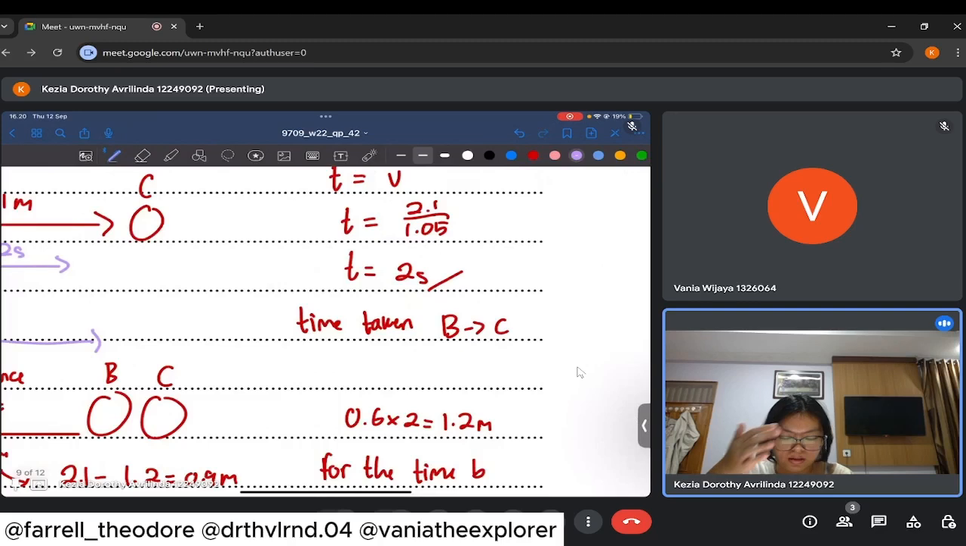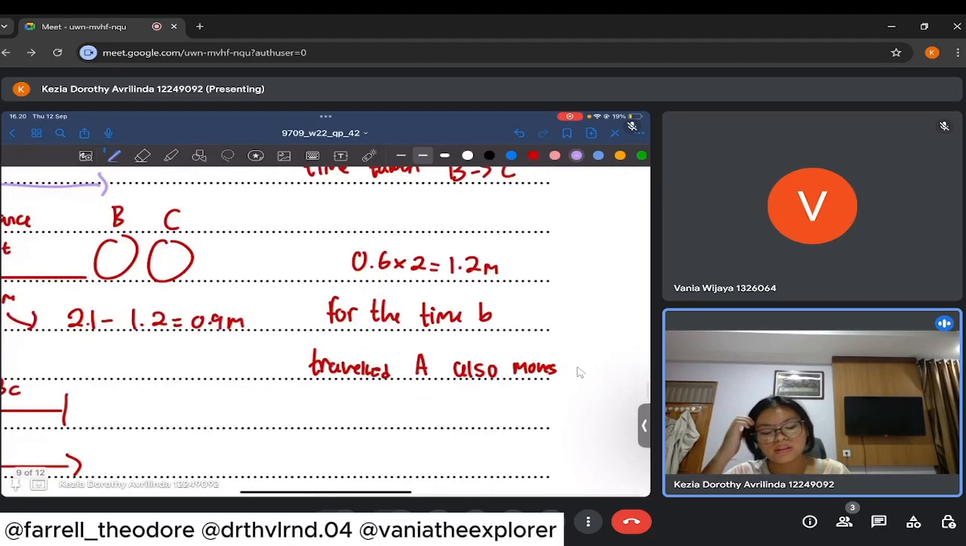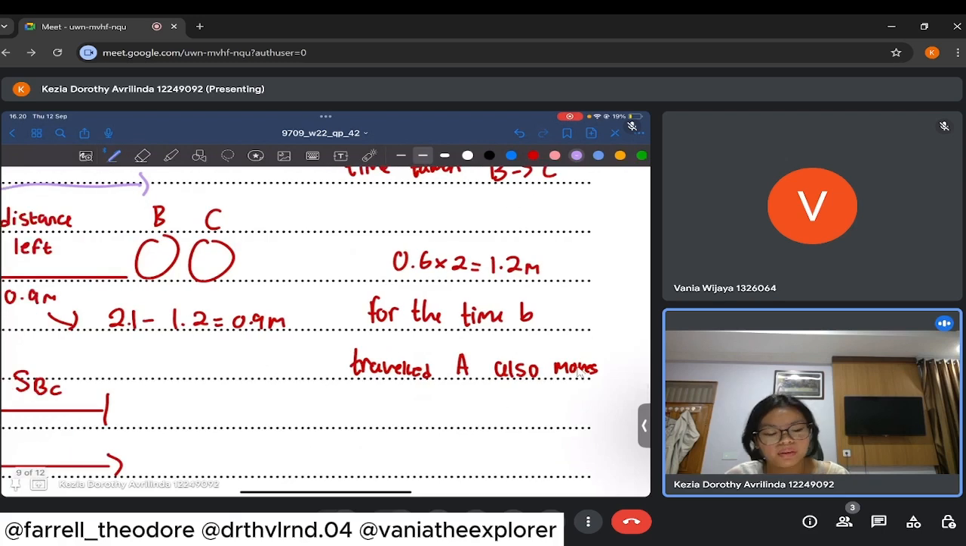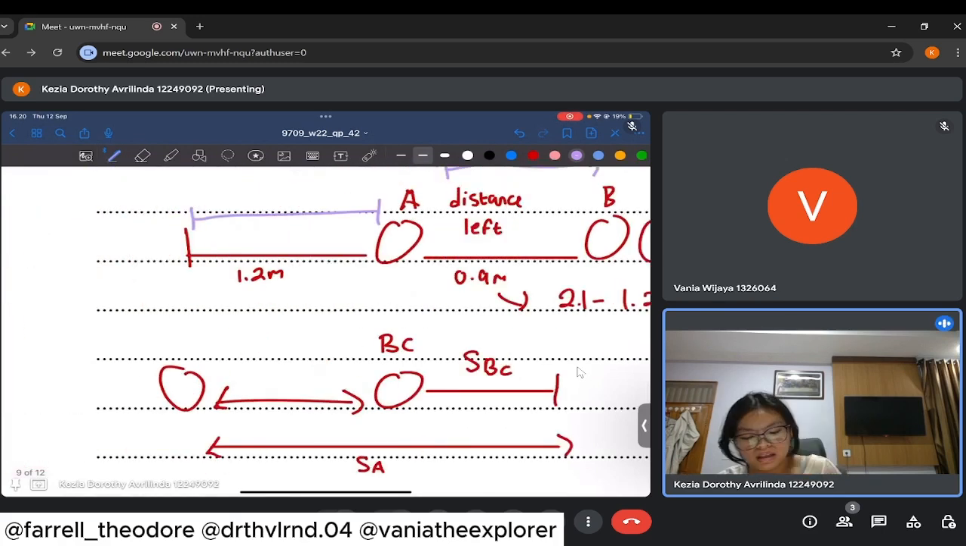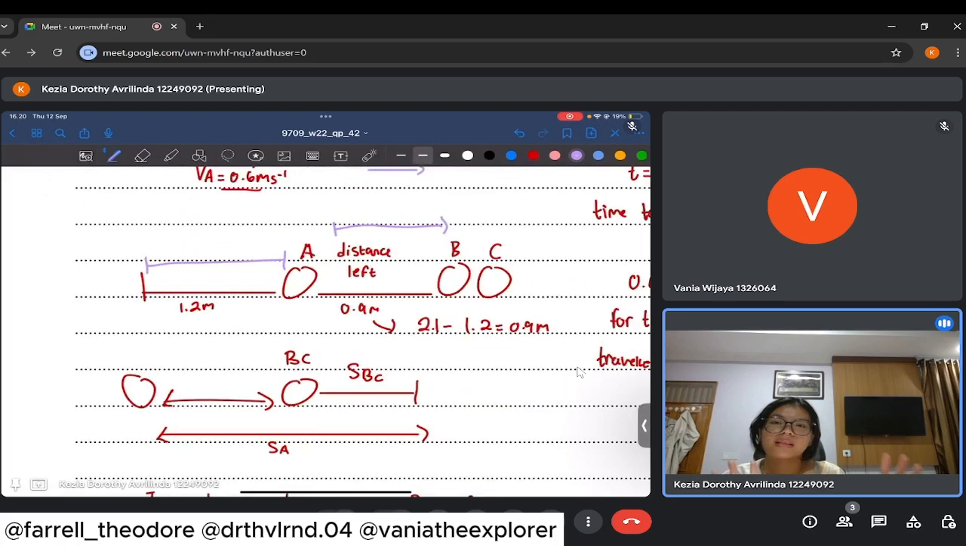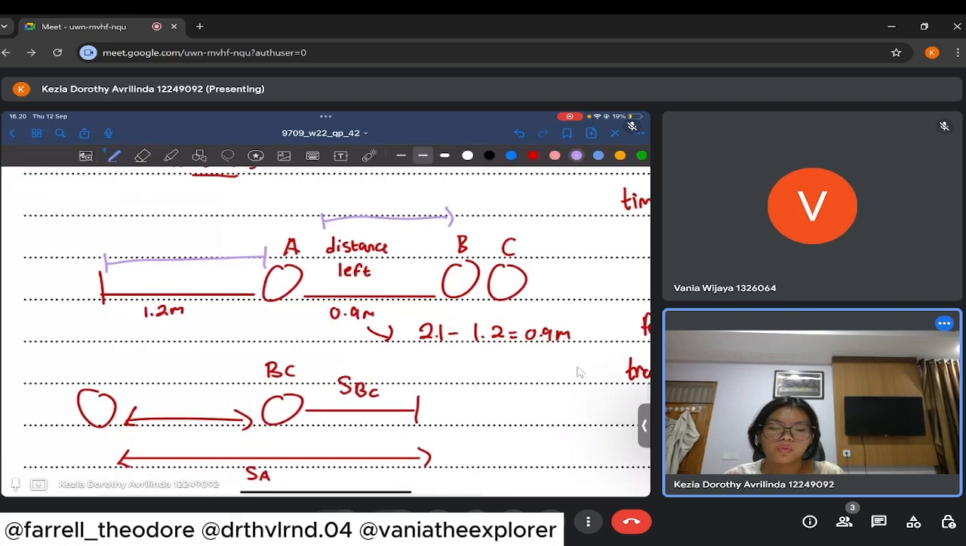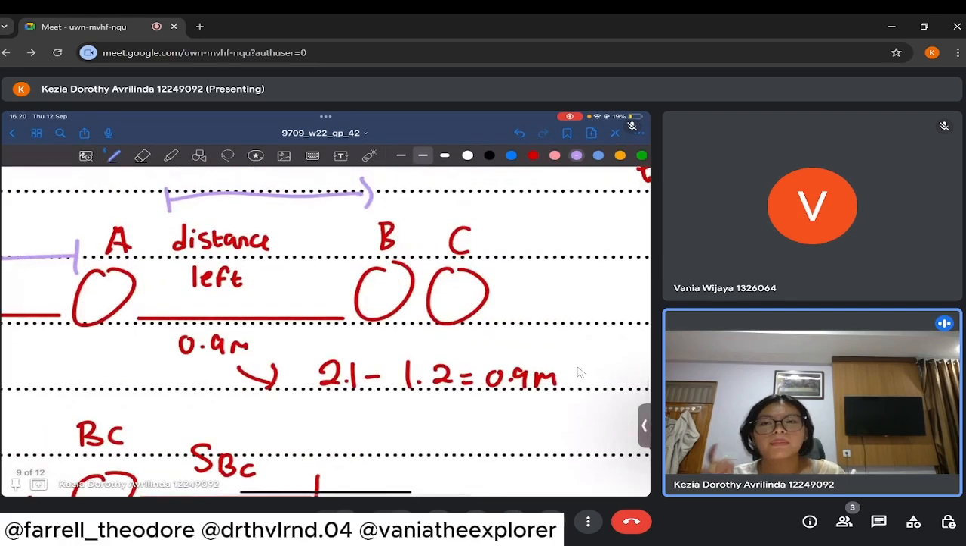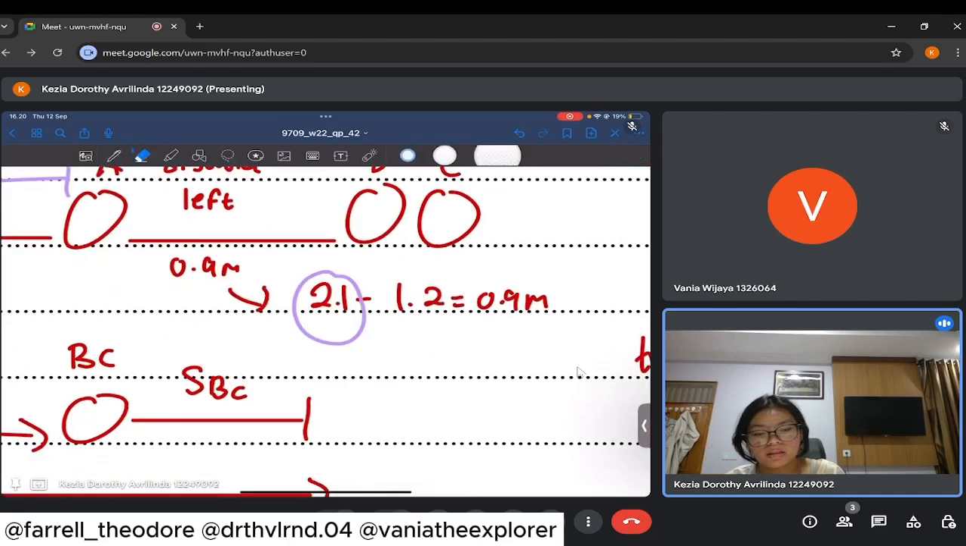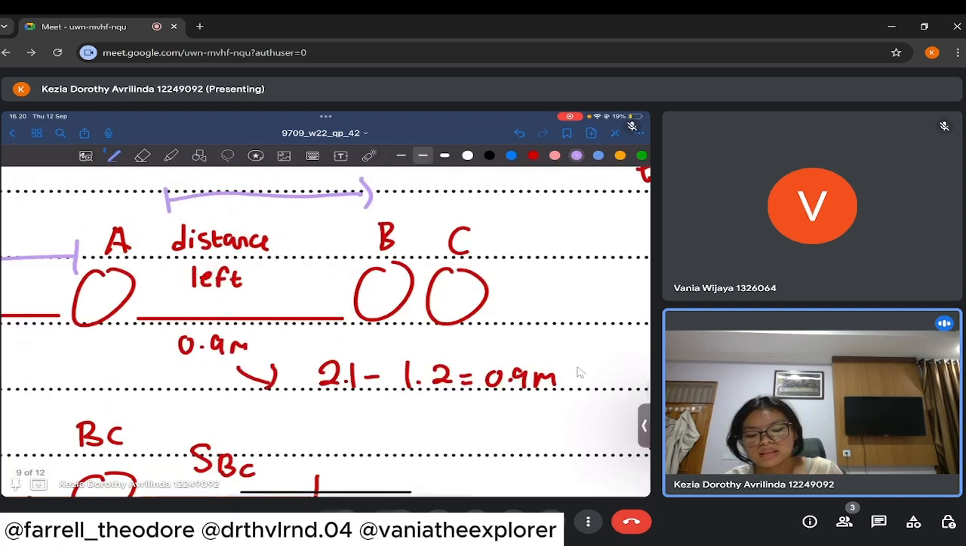T times V is equals to S. So 0.6 times 2 is equals to 1.2 meter. For the time B traveled, A also moves. So this is the distance that it's moved. Since there's a distance between B and C back at that time, 2.1, and A will also move 2 seconds, and it's 1.2. That's why we minus the initial distance of B to C, 2.1, and 1.2, to get 0.9. So this is the distance that's left.